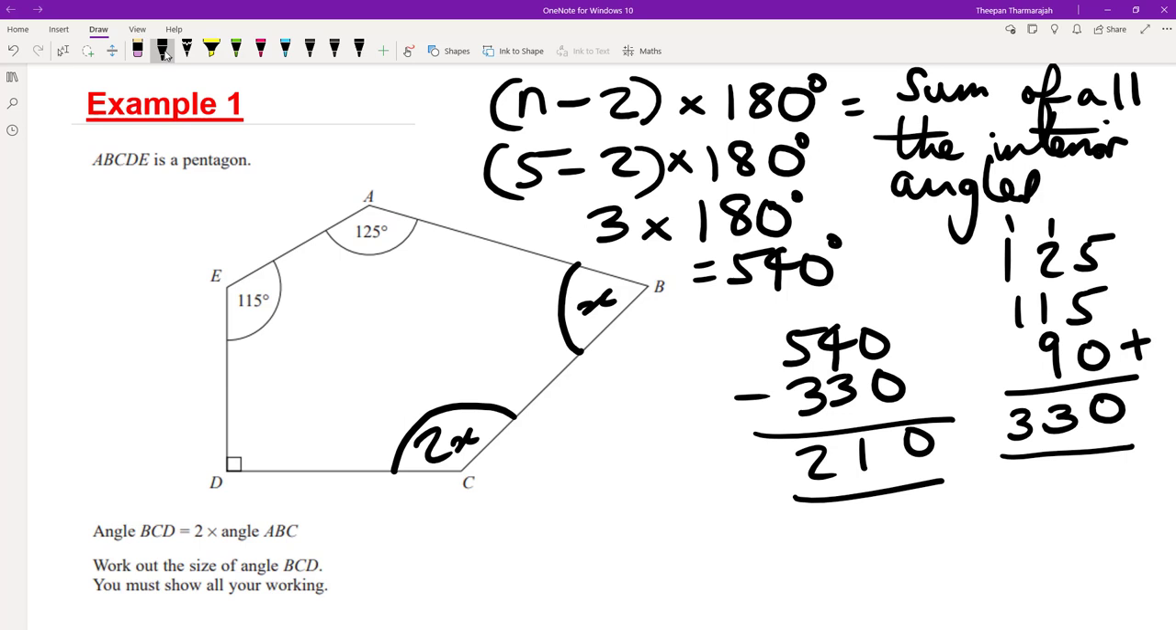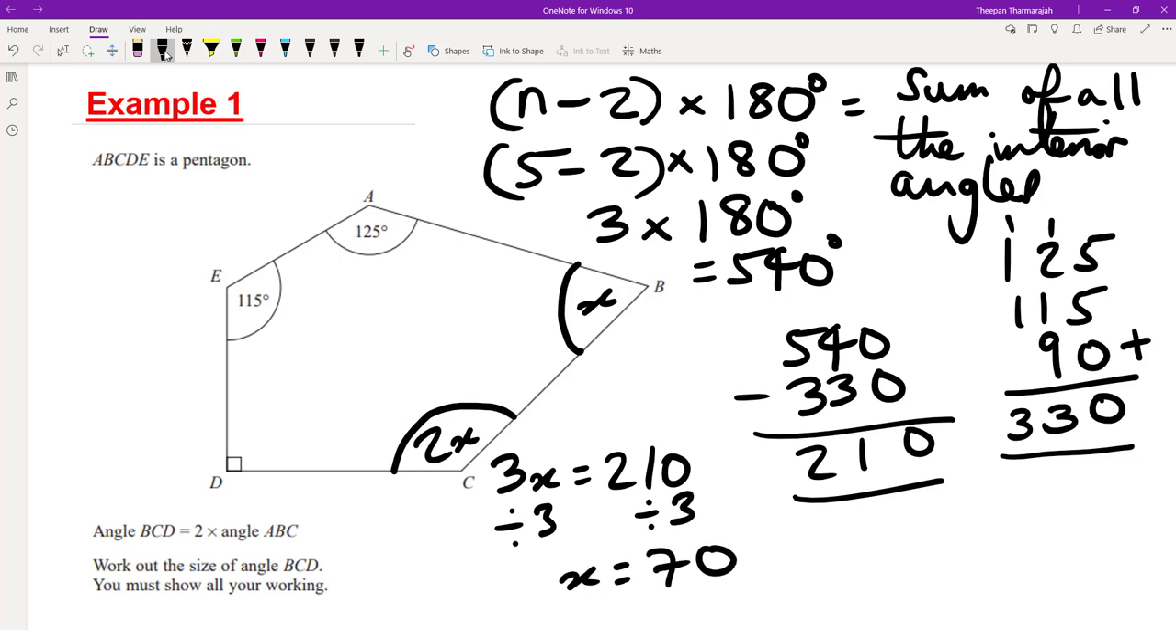I get 210. So what happens here is it means that the two angles added together is going to be 210. So I'm going to say 3 lots of x, because x plus 2x is 3x, is 210. Divide both sides by 3. So x equals 70 degrees.